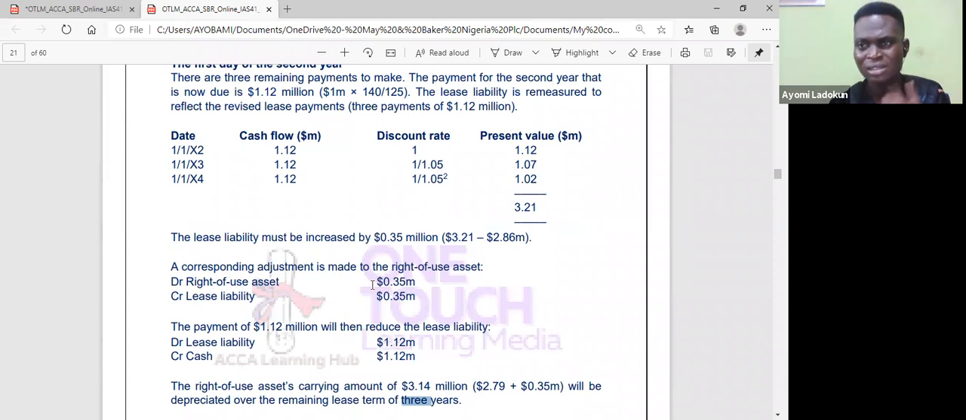Look at it, 60 seconds. So I can quickly explain the other aspects. Okay, I have not seen ACCA testing reassessing this lease liability. I've never seen it tested. When I wrote SBR, leases came out. What they tested was the first one I told you about. I remember clearly. That's what was tested.